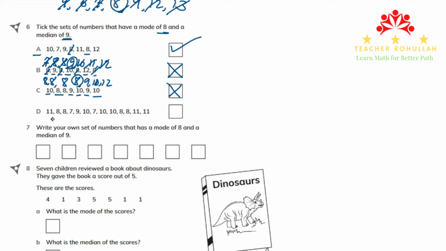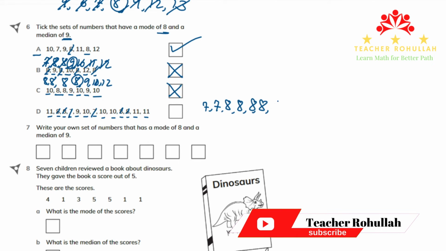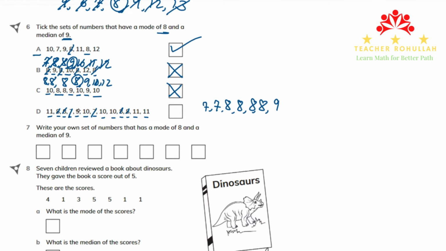In part D, the data set has 11, 8, 8, 7, 9, 10, 7, 10, 10, 8, 8, 11, 11. So to find out the mode and the median, let me first order them. The smallest number here is 7. We have 2 7s, one here and one here. We have 4 8s, 1, 2, 3, 4. Let me cross them. So 8s are crossed. We have 1 9. So 9 is also crossed.